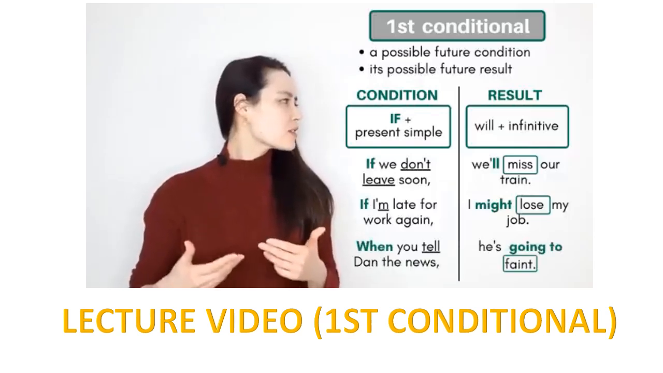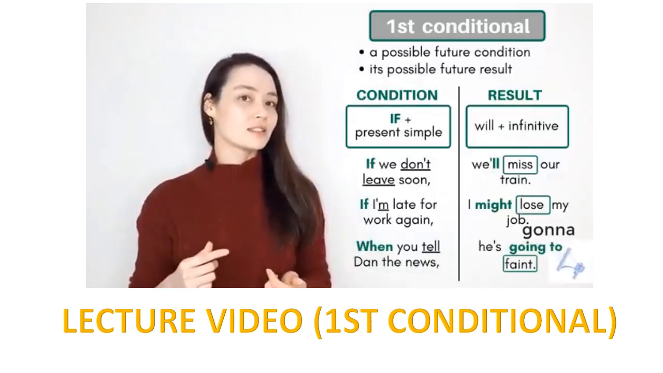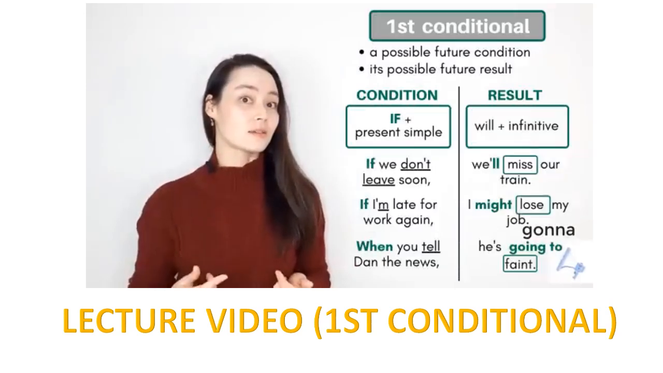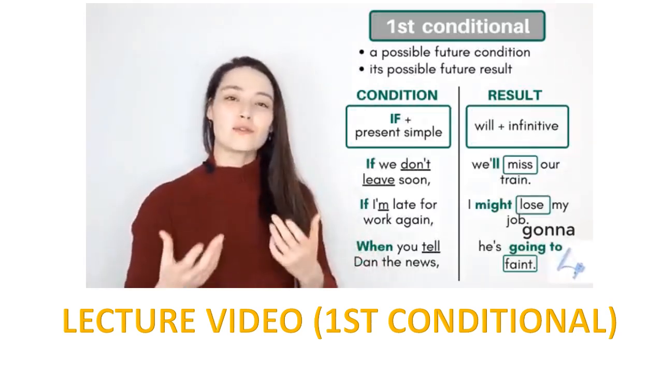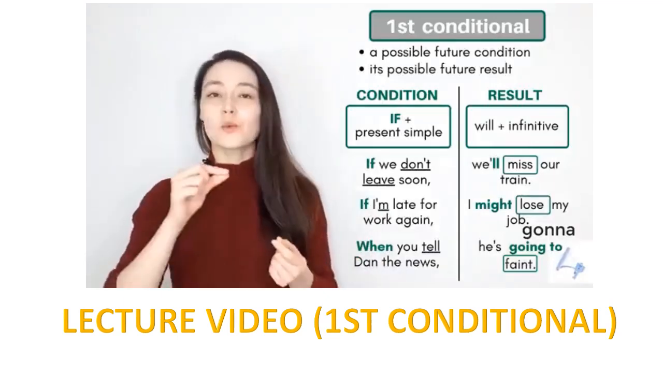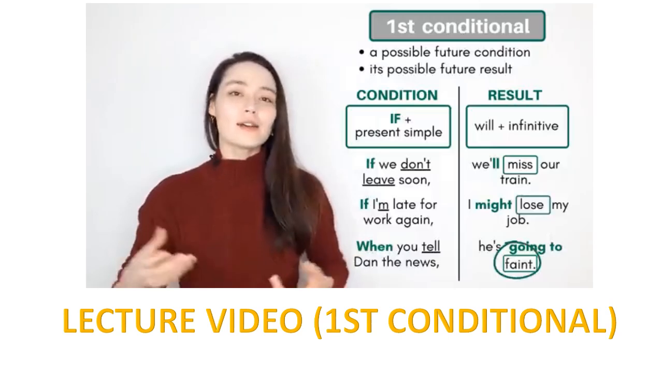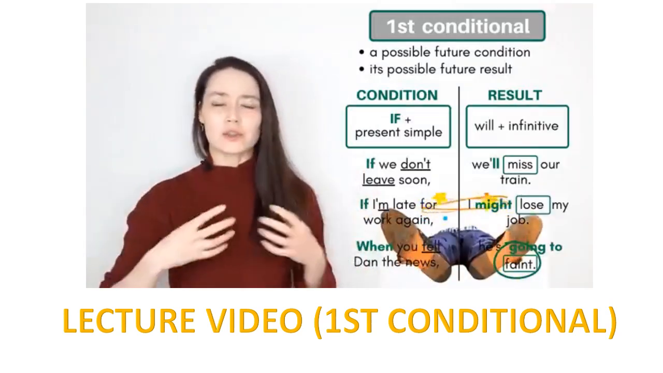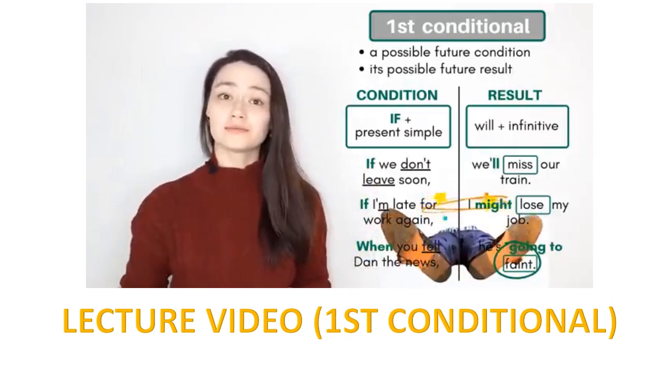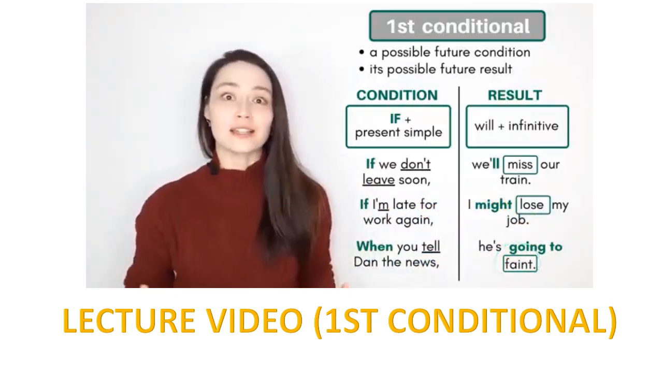When you tell Dan the news, he's gonna faint. Gonna. Of course, in spoken English, gonna is very informal, very lazy actually. When you're writing, you want to write going to. And faint is when you do this, when you're excited or scared or in love. So when you tell Dan the news, he's gonna faint.